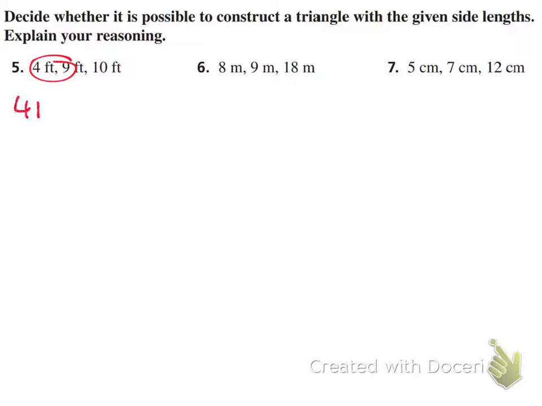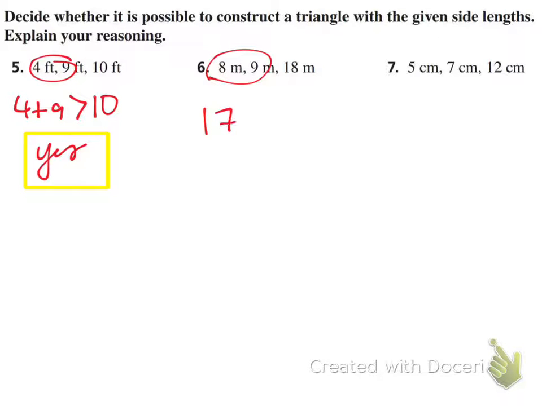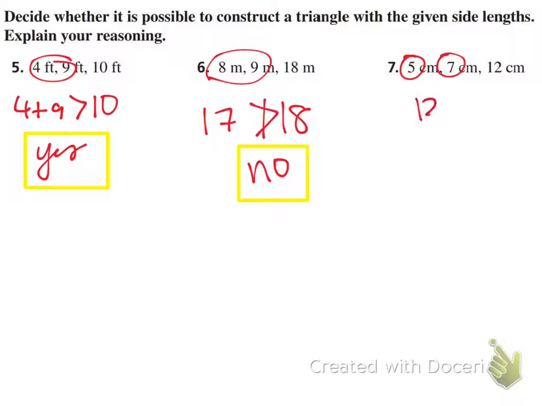So the first one, 4 plus 9, is not greater than 10, so it's a no. Oh, sorry. It's a yes. It is greater than 10. Sorry, the next two are no's. So then we have 8 plus 9, which is 17. It is not greater than 18, so that's a no. And then last, 5 plus 7 is 12. That is not greater than 12, so it is a no.